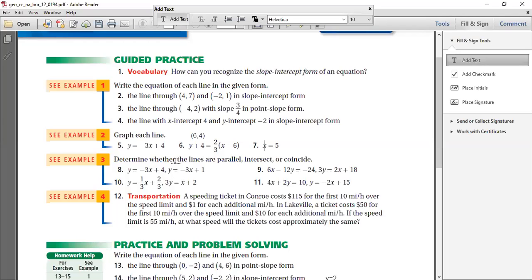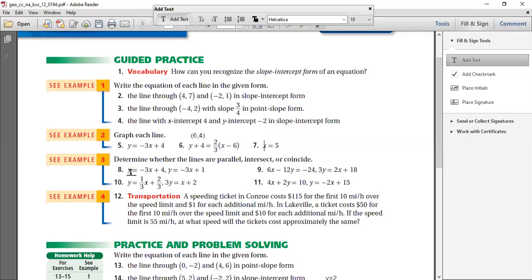Okay, determine whether the lines are parallel, intersect, or coincide. Now this is what I told you to notice there too. If they are parallel, the slopes will be the same, but the intercepts will be different. If they are intersecting, different slopes, different intercepts, and if it is coinciding, same slope and same y-intercept. Okay, always make sure that your equations are in the form y is equal to mx plus b. If they're not, you have to change them.